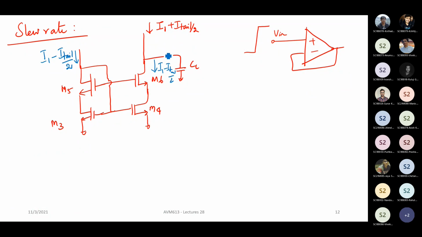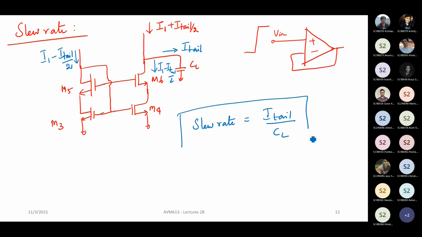So if you do KCL, what happens? The current flowing into the capacitor is nothing but I tail. And therefore, the slew rate can be taken to be what? I tail divided by CL. This is the slew rate of a folded cascode op amp.